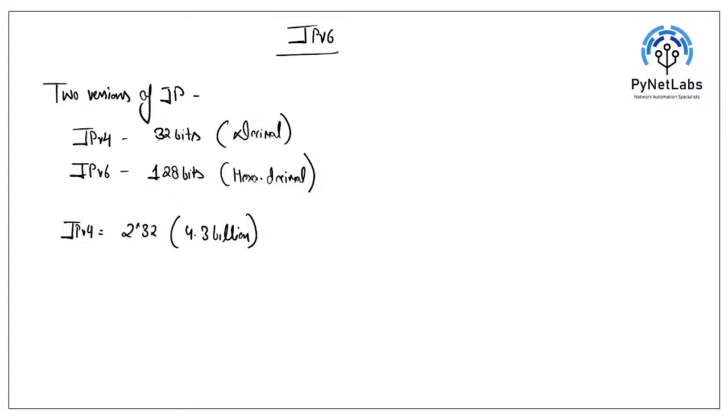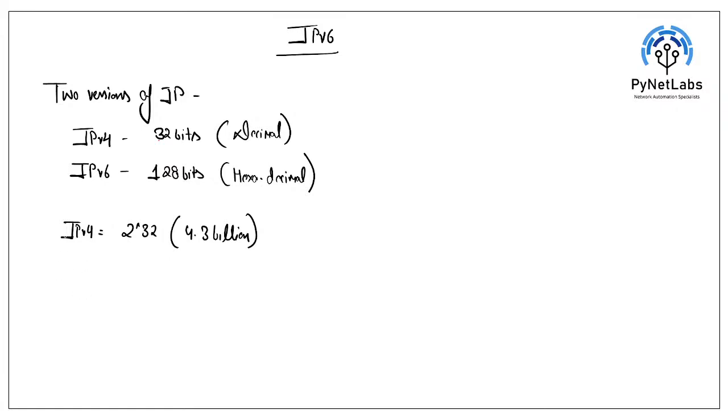Because today we know that the population is increasing and we cannot survive on 4.3 billion addresses. And even in production, we are seeing a very rapid growth of the networks in the production environments.